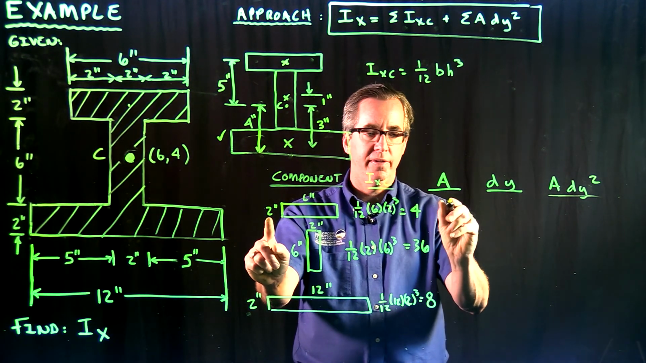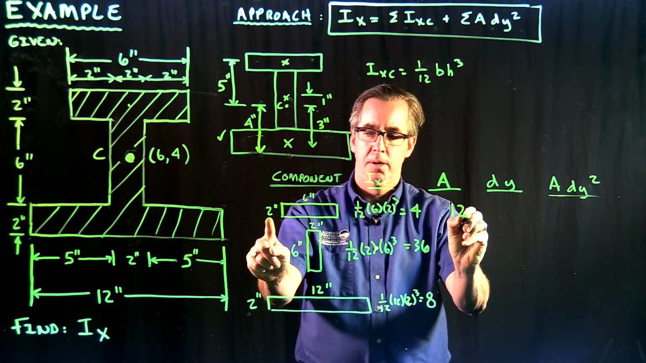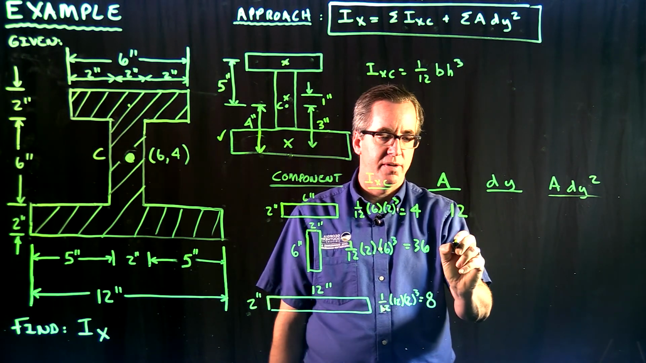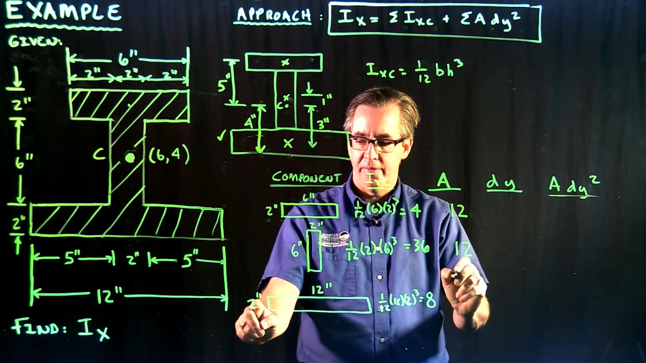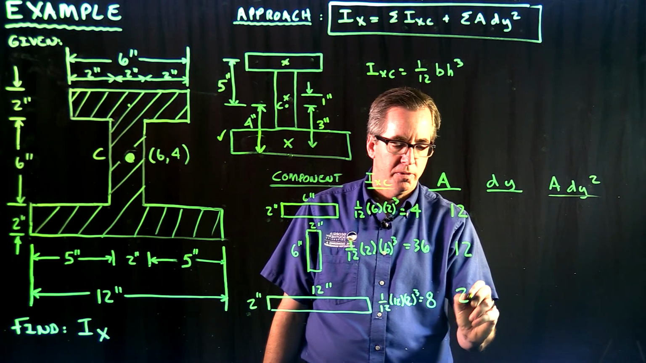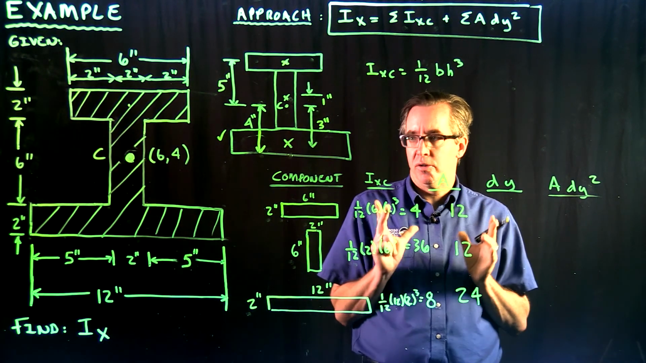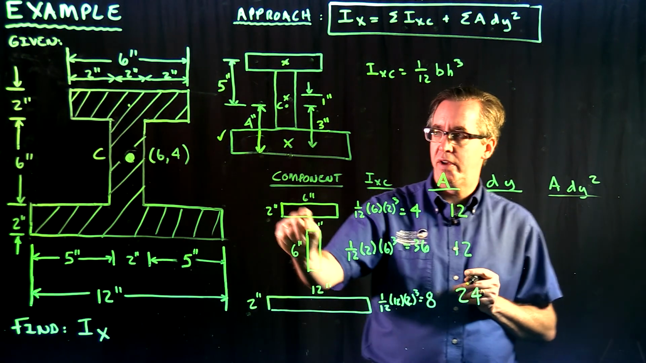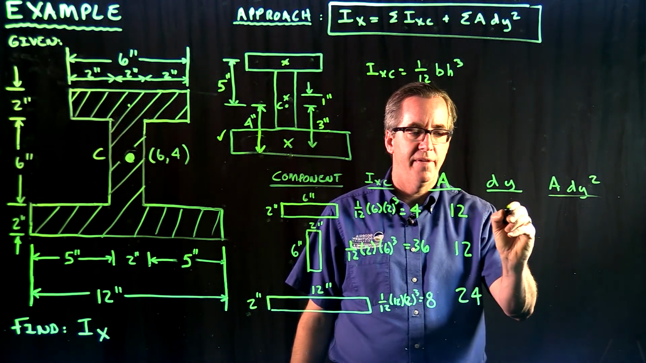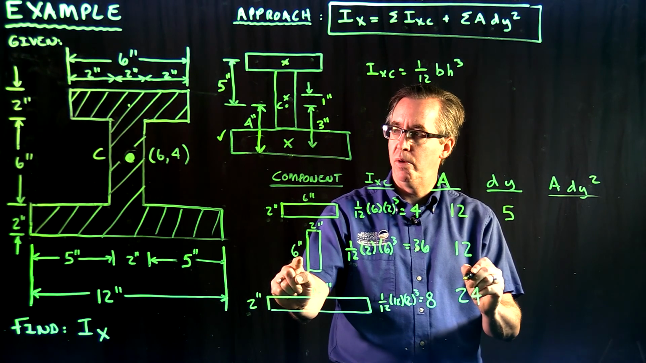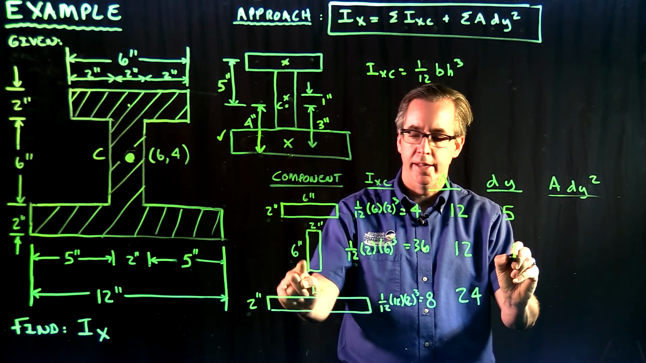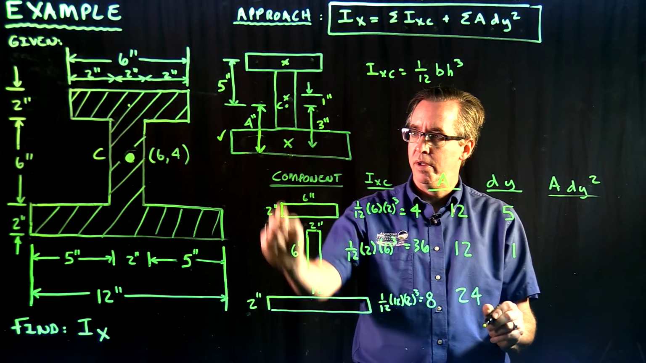Now, for the area term, this is pretty straightforward. We have an area of 2 by 6, which is 12. We have another area of 6 by 2, which is 12. And then we have an area of 2 by 12, which is 24. And then the dy terms we just calculated earlier. For this top piece, the dy is 5 inches. For the middle web, it was 1. And for the bottom flange, it was 3.